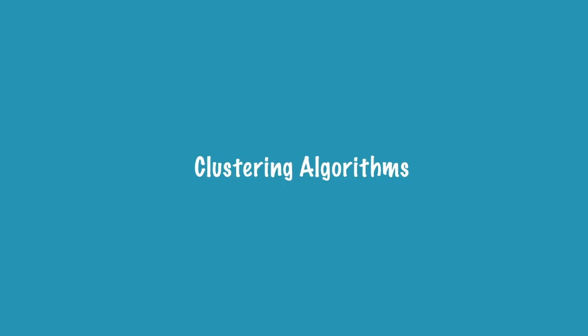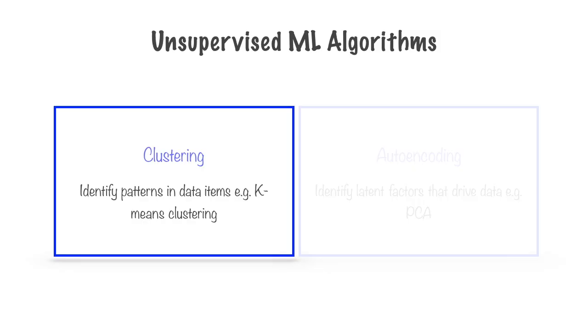Let's take a look at the first of our unsupervised learning techniques, that is clustering. Clustering algorithms look within the data to see whether they can find patterns that will allow them to divide the data into logical groups. Items within a group are similar to each other, and items in different groups are different from each other. We'll study k-means clustering, which is a widely used clustering algorithm.